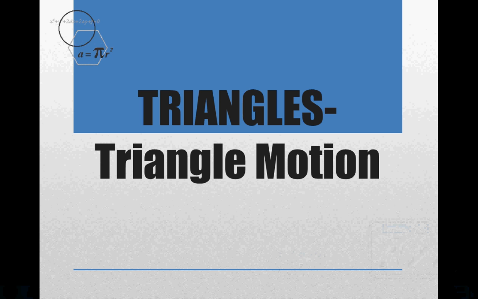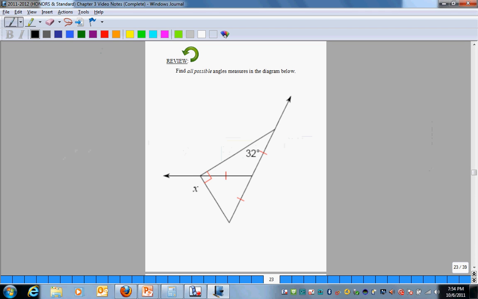We're going to be talking about triangle motion. For that, a quick review of a previous triangle lesson. We're going to find all possible angle measures in the diagram below. I want you to notice very carefully those hatch marks and the right angle. Right now, I'd like you to trace over the hatch marks and the right angle.